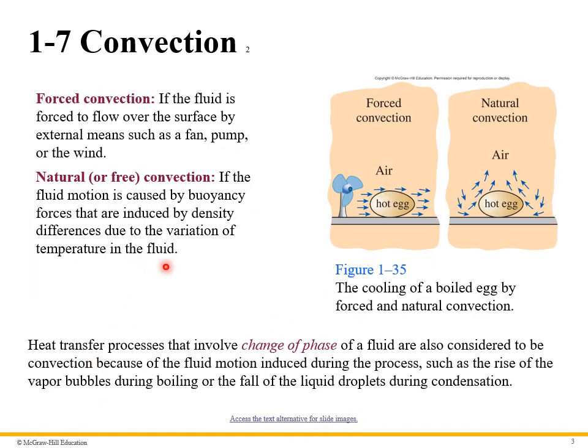There are two types of convection. One is what's called forced convection. If the fluid is forced to flow over the surface by an external means, such as a fan, a pump, or the wind, that's called forced convection. Natural convection is when the fluid motion is caused by buoyancy. In other words, hot air rises. So you put something hot down, and as it heats the air up around it, the hot air will tend to rise. That's natural convection.